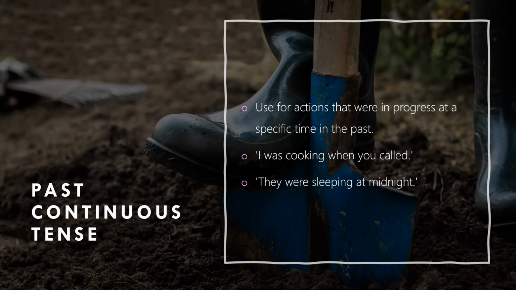Use the past continuous tense for actions that were happening at a specific time in the past. "I was cooking when you called," and "they were sleeping at midnight," give us a snapshot of ongoing past actions.